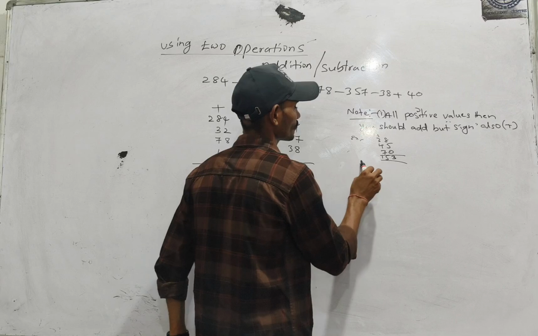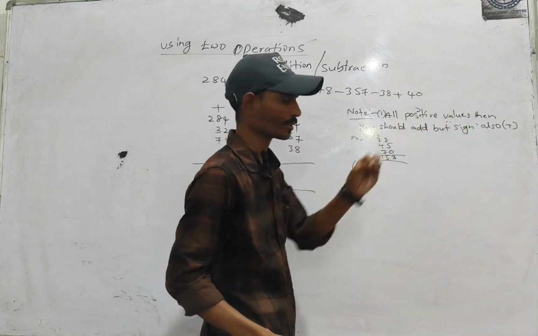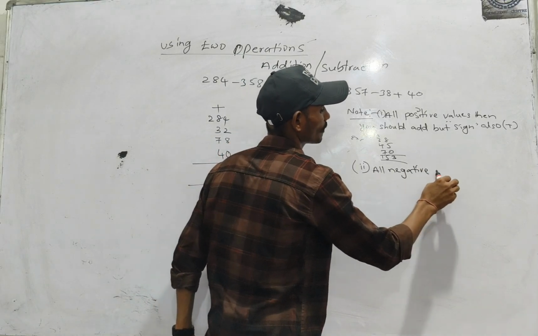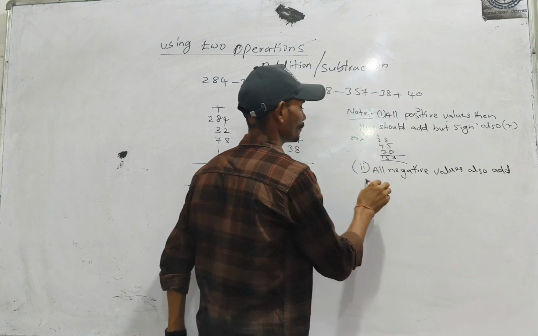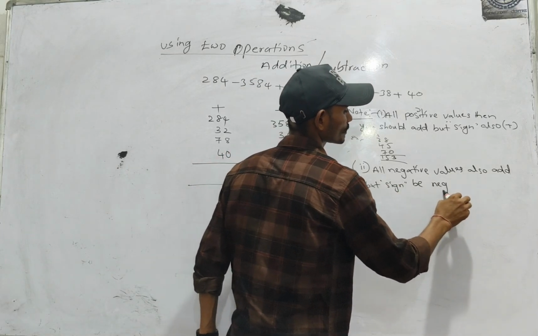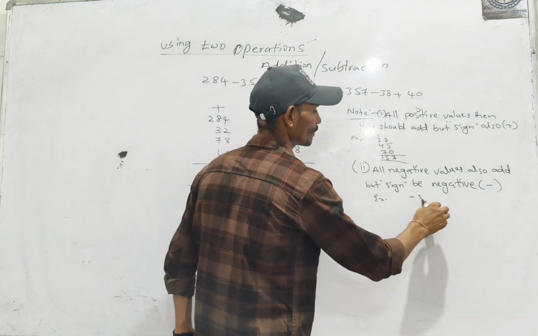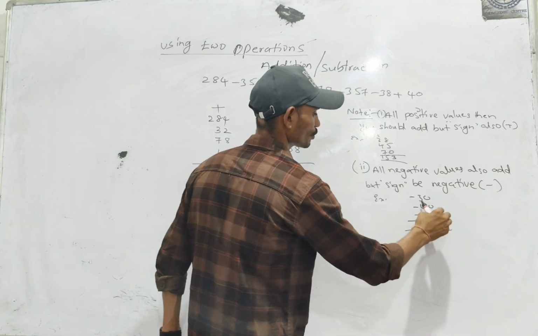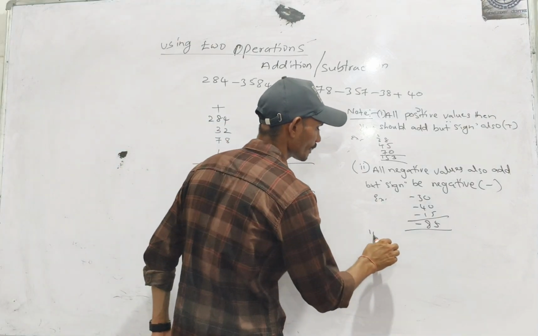These are the conditions. First condition: all positive values, you add them, and the sign is also positive. Second condition: all negative values, you also add them, but the sign is negative. For example, minus 30, minus 40, minus 50: you add them, but the sign is negative.